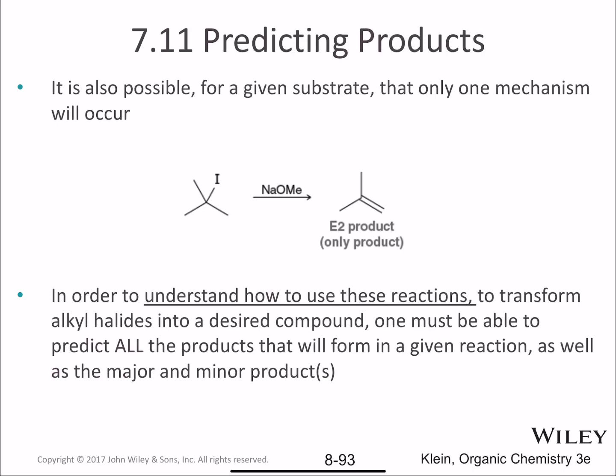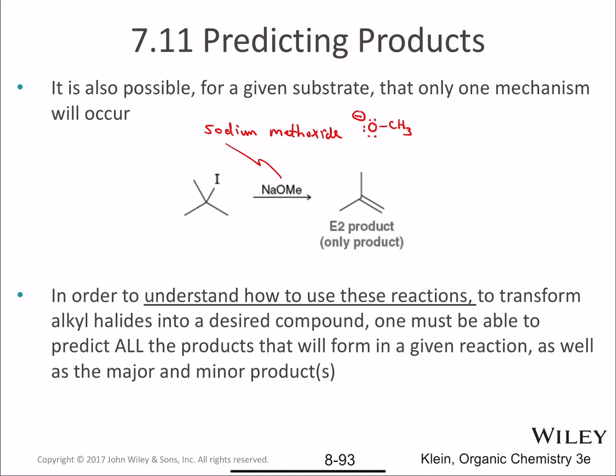So here's an example where only one product is formed. It says here for this substrate, only one mechanism will occur. So we take this compound, this is tert-butyl iodide. I treat that with sodium methoxide. So we can write that in here. This is called sodium methoxide, and the OMe stands for O-methyl. And this is the conjugate base of methanol.